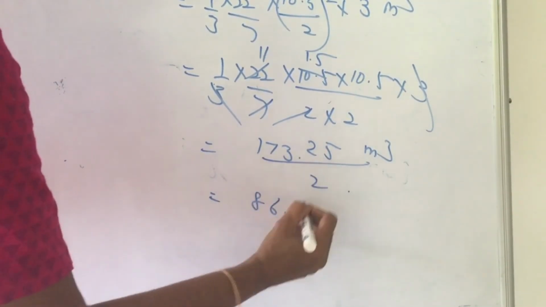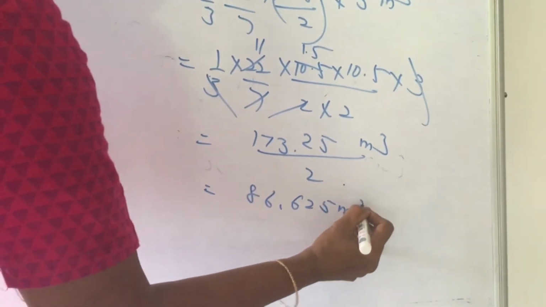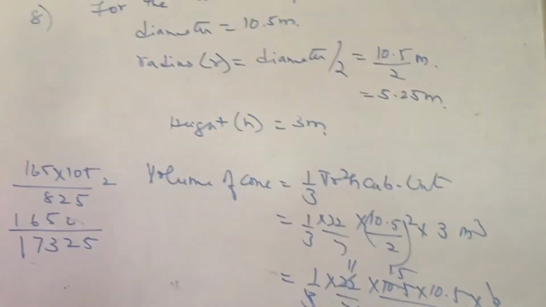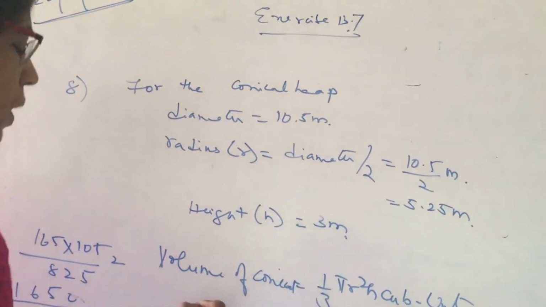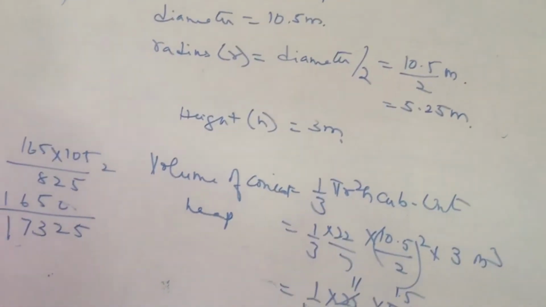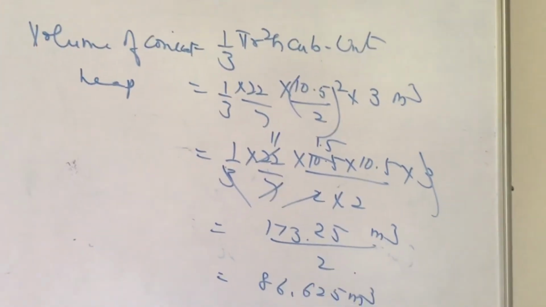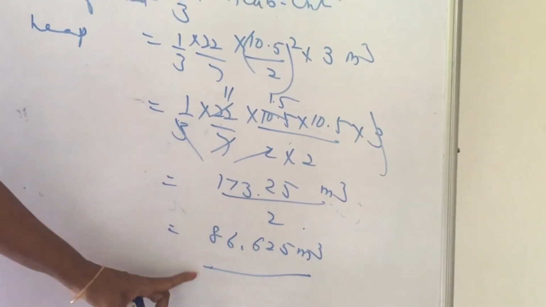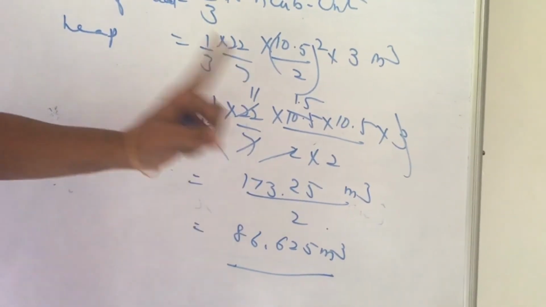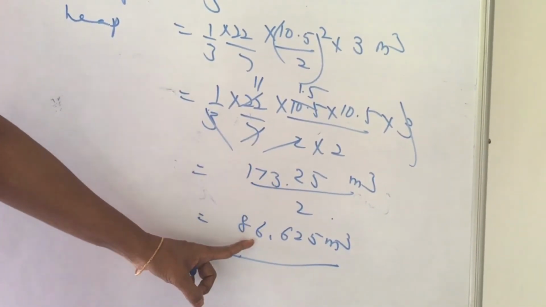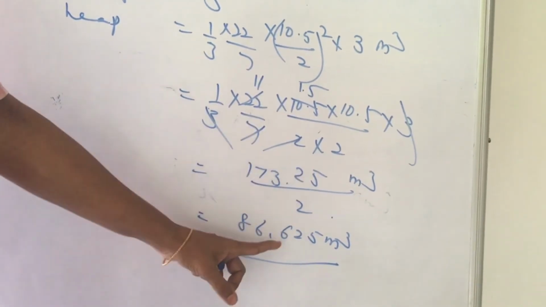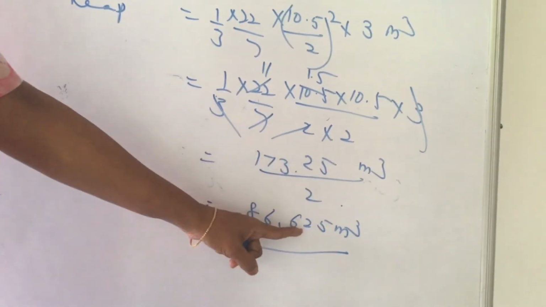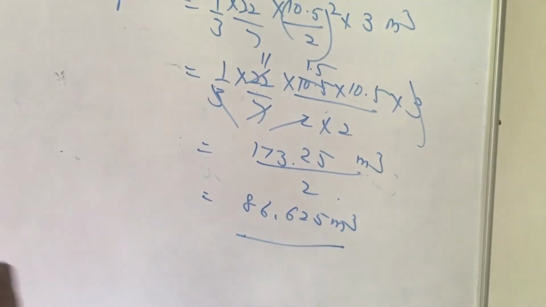Divide. 86.625 meters cube is the volume. The volume of the conical heap is equal to 1/3 pi r square h cubic units. Cancel, multiply, denominator 2, divide, 2 divides 8 times, remainder 1, 2 divides 13 6 times, remainder 1, 2 divides 12 6 times, remainder 0, 2 divides 5 2 times, remainder 1, so 5 times.